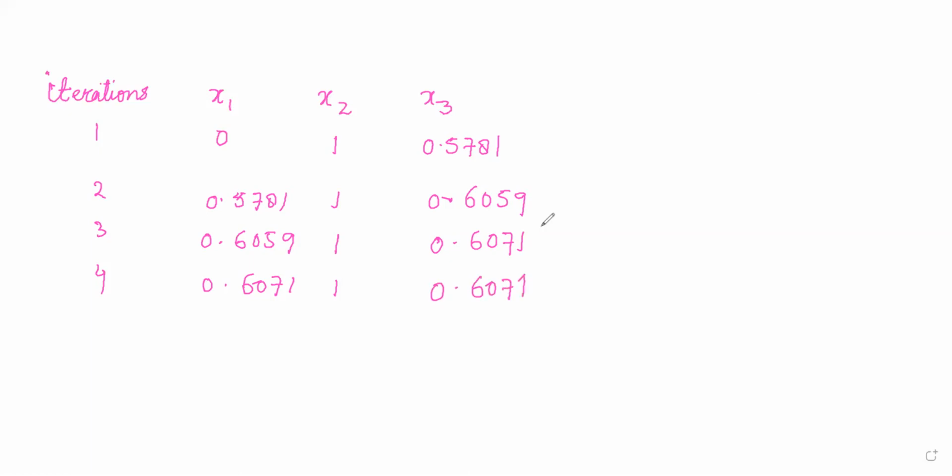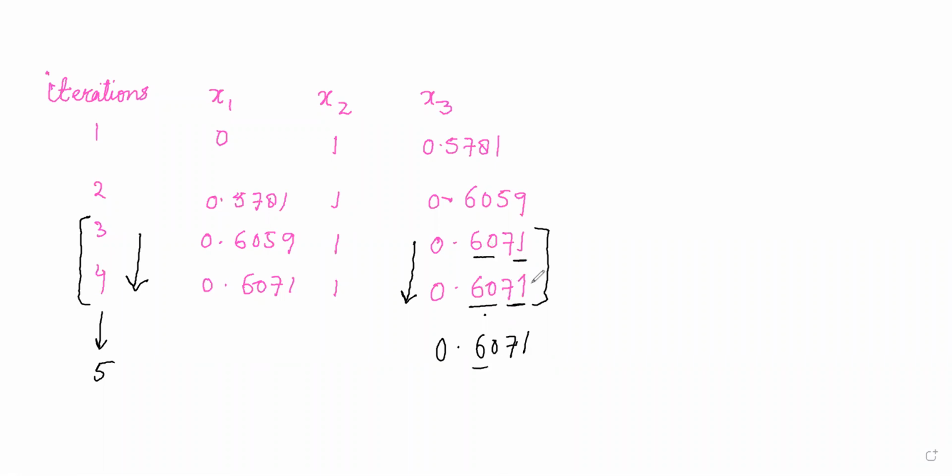Have a careful look at two iterations. Look into iteration 3 and iteration 4. As you moved from iteration 3 to iteration 4, there is no change in the value of x3. In fact, if you go to iteration 5 as well, you will find that the value of x3 will continue to be equal to 0.6071. See the change in the values. Up to the second decimal place, there is no change. As you continue your iterations, this will continue to be 0.60, and this term will also remain constant.